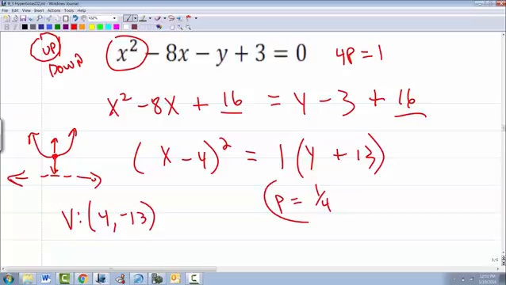1/4. Now, this is where I wanted to jump through that window. Thank goodness I'm on the first floor. What is the focus then? Just put it as a mixed number. Make your life easy.